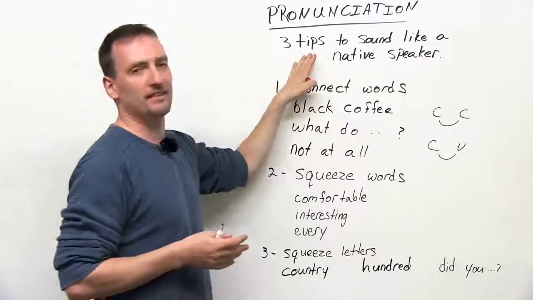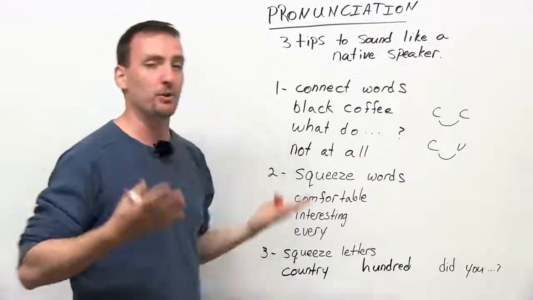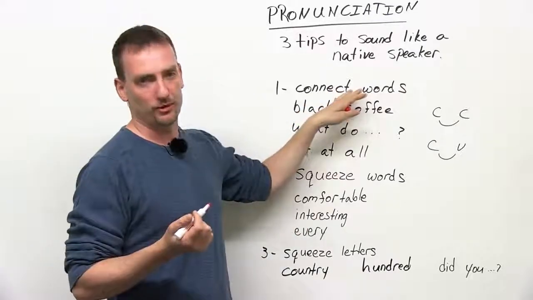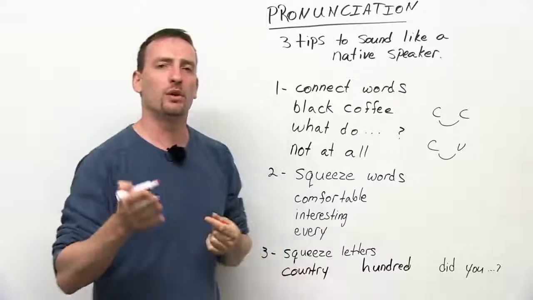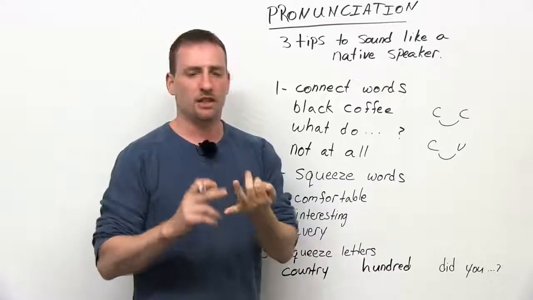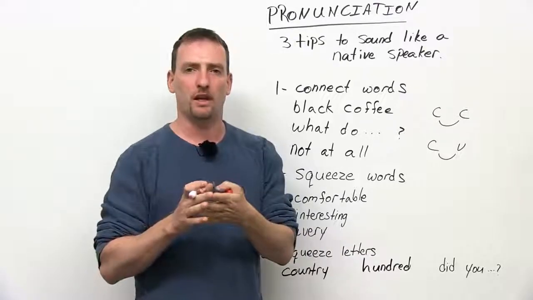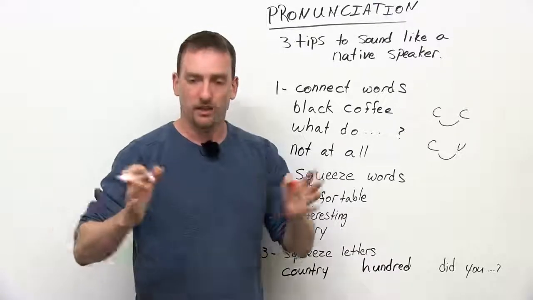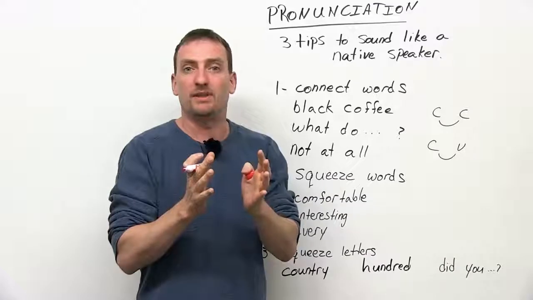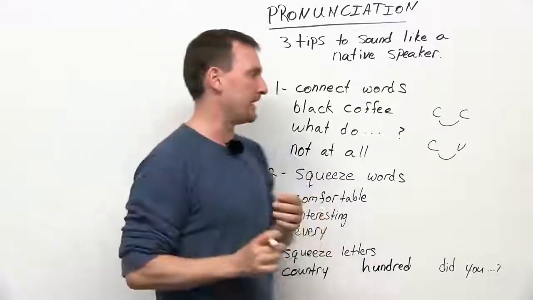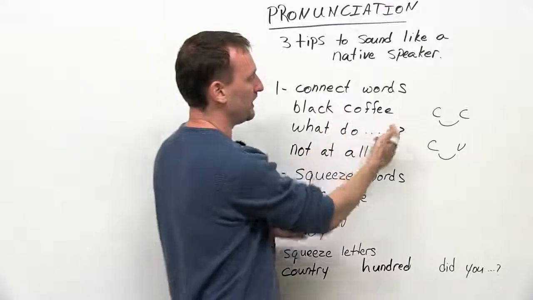So I'm going to give you 3 tips that will help you sound a little bit more like a native speaker. We're going to start with connecting words. Now think about your own language. Whether you're speaking Spanish or Polish or Chinese, you do this in your language as well. When you're speaking fast, you're taking words and you're squeezing them together, you're connecting them. So one word flows into the next word. That's what we're going to do here.